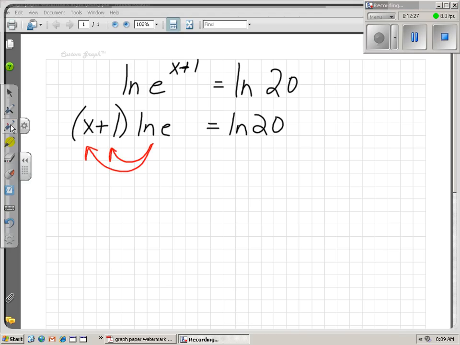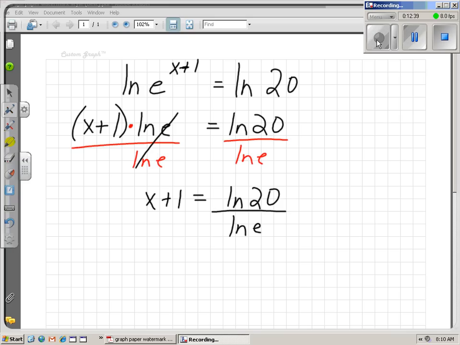So I can apply the distributive property, and I could multiply this out like this if I wanted to. Another thing I can do is that since this is just multiplication and I'm trying to get the x alone, well heck, let's just divide that natural log e off. And I have x plus 1 equals natural log 20 over natural log e. Now, we got to stop here. This is one of these things you got to start trying to recognize. Natural log e is one that we can calculate in our head. So think, natural log e equals what?